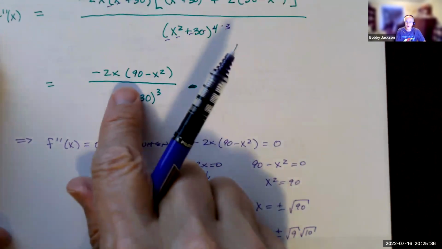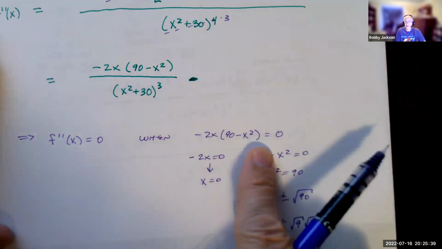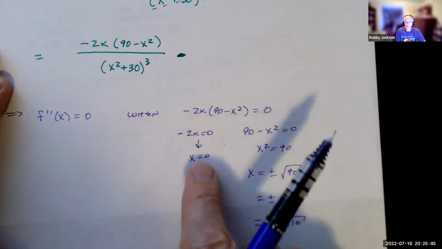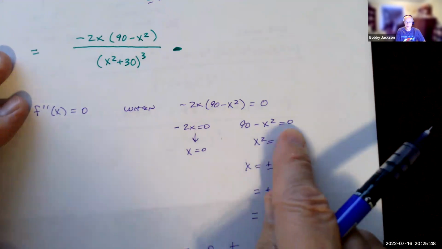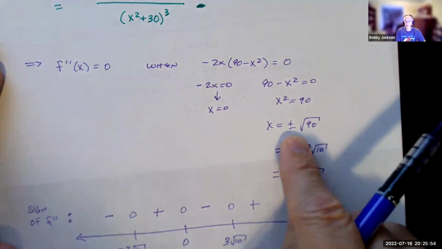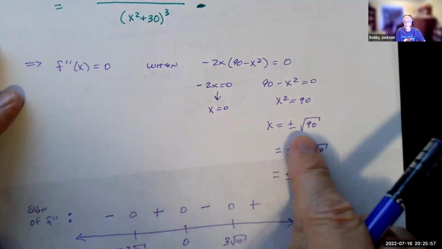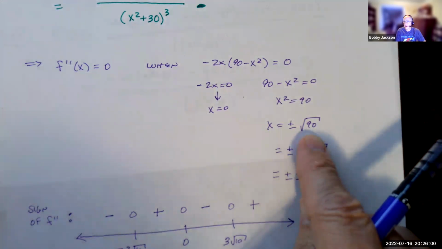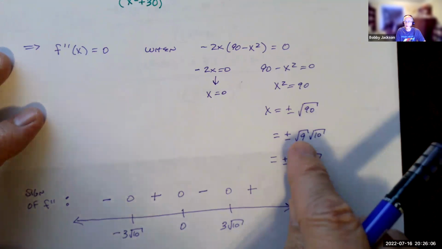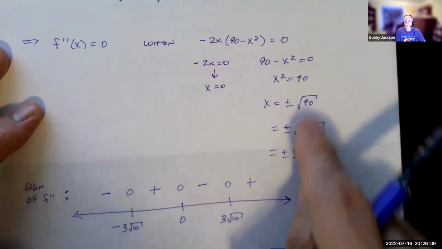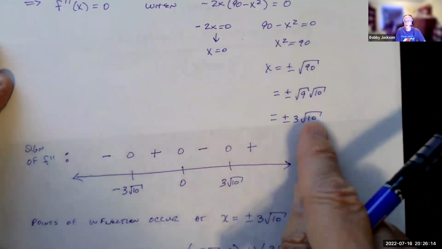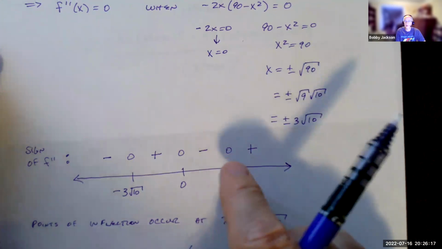So it's going to be 0, though, when the numerator is 0. And so when this is 0, I've got it factored already. Either the 2x is 0, which means x is 0, or 90 minus x squared has to be 0, which means x squared is 90, which means x is either positive or negative the square root of 90. But the square root of 90 can be simplified because there's a perfect square factor of 9. So I can do square root of 9 times square root of 10 is the square root of 90, but the square root of 9 is just 3. So there's how we would simplify the square root of 90. And so I've got 0 and plus or minus 3 square root of 10, where the second derivative is 0.